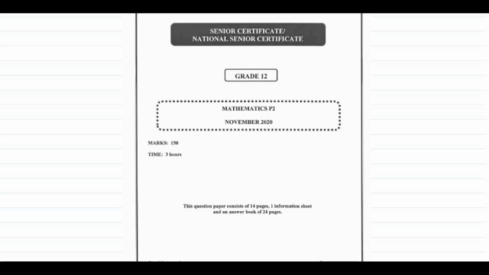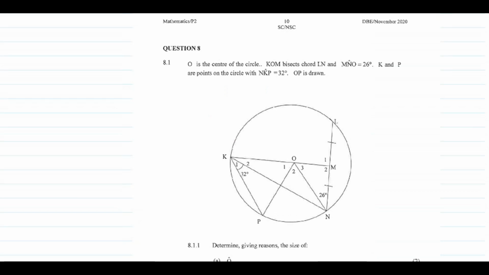On today's video tutorial, we are going to be going through the grade 12 mathematics paper 2 November 2020 exam. We are going to be focusing particularly on question 8.